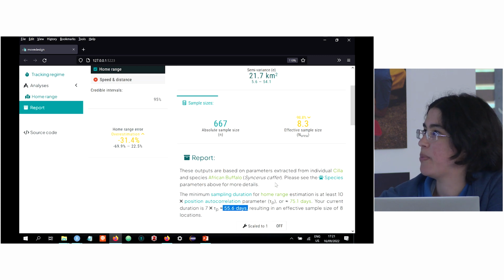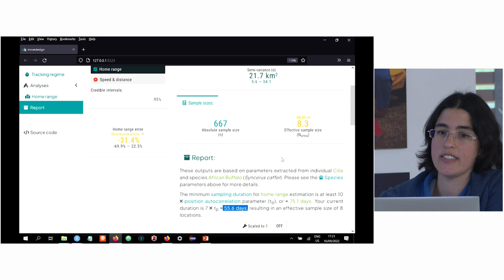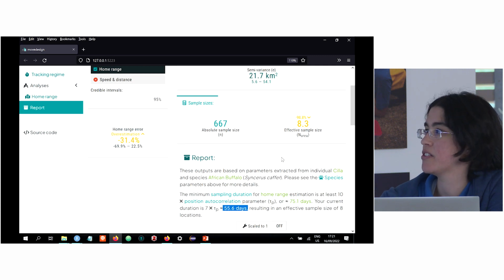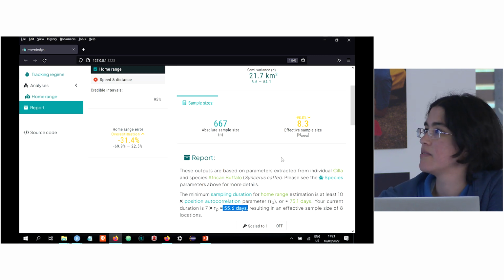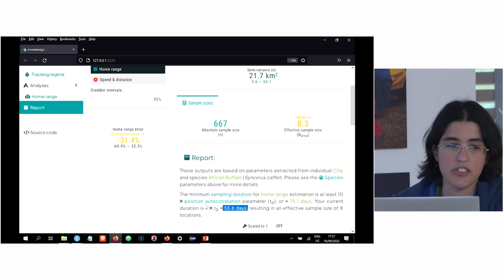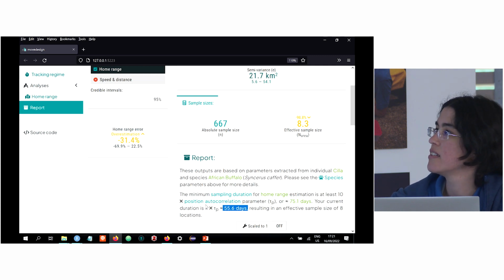Obviously, this is fully dependent on whatever data you feed into it. If the data itself is bad at estimating these parameters, it's also going to be bad at giving you this information. So you want data that can actually estimate the position autocorrelation and the velocity autocorrelation parameter well enough.